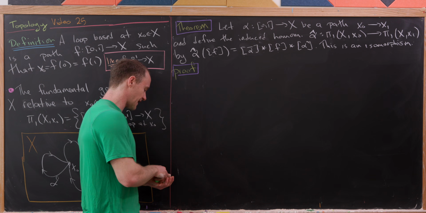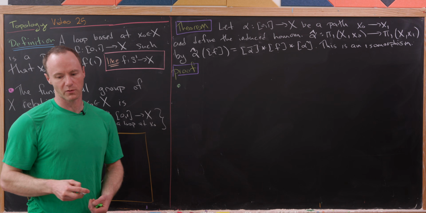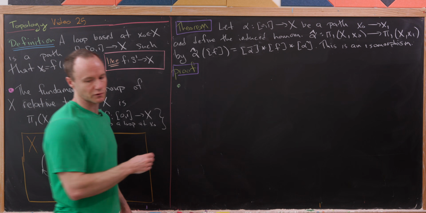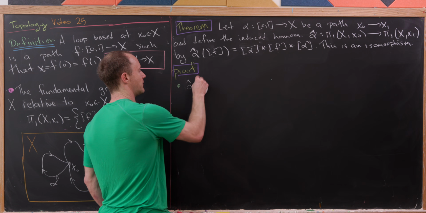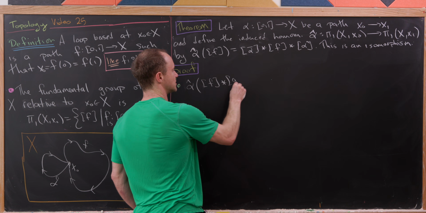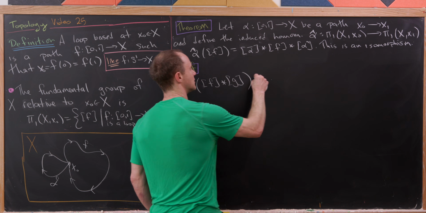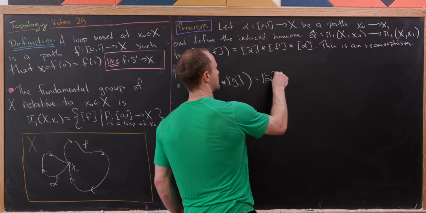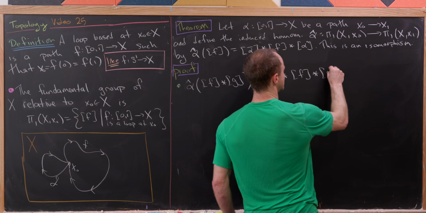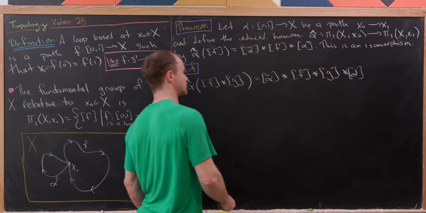Okay, so let's check that it has the homomorphism property first. This is pretty straightforward, and then we'll argue immediately that it's an isomorphism. Let's do alpha bar of F star G. I really mean the equivalence classes of each. And so that's going to be alpha bar star F star G star alpha. That's by our definition here.